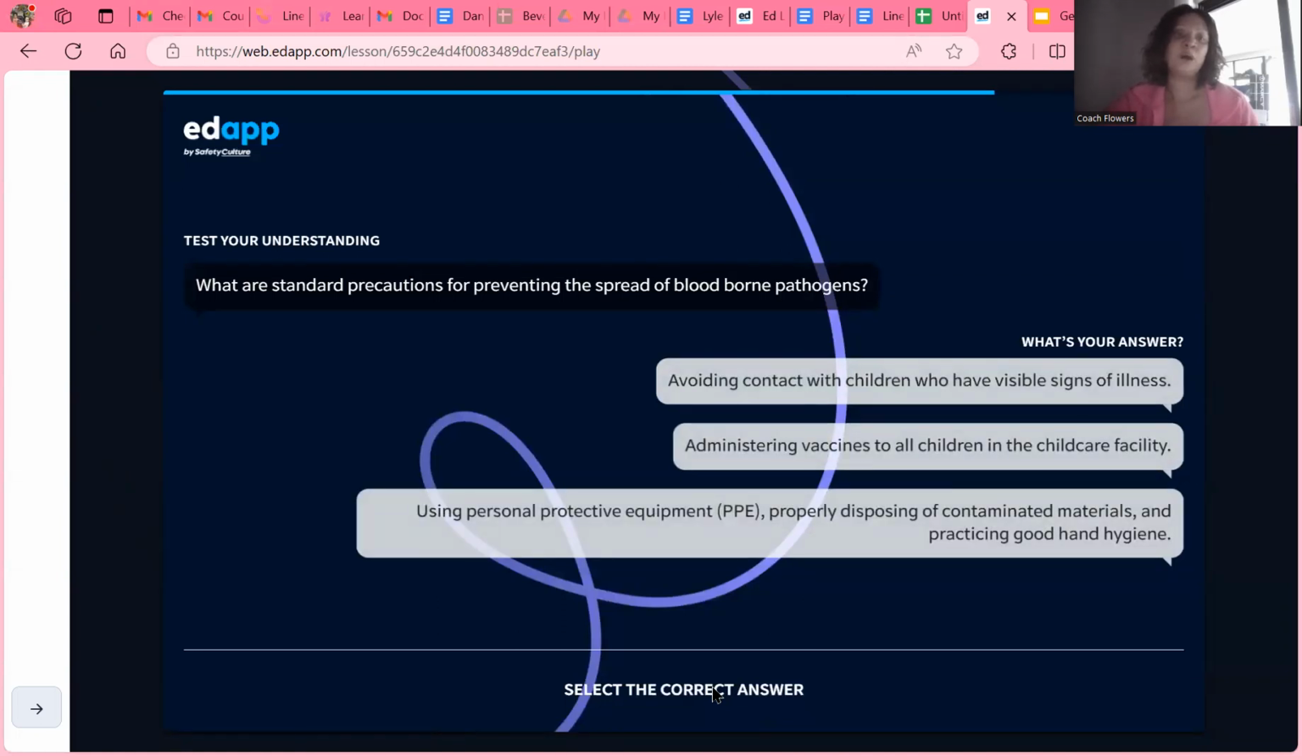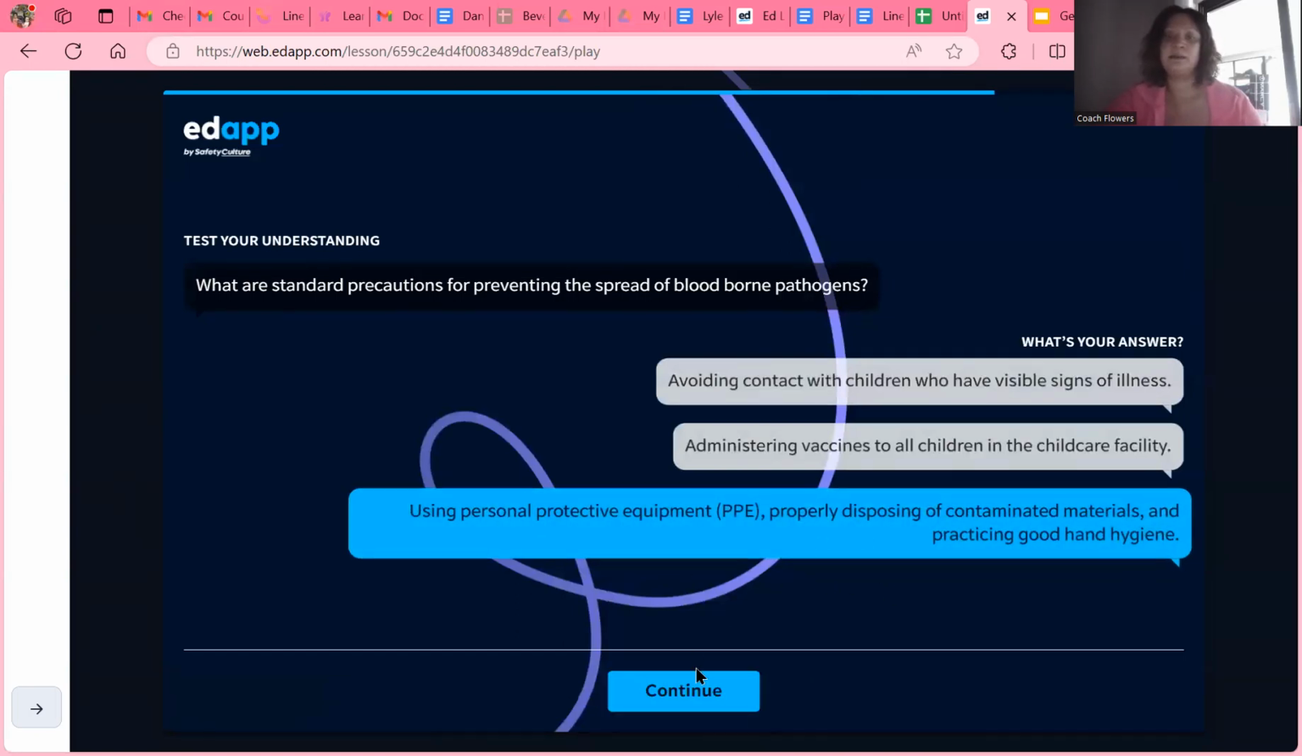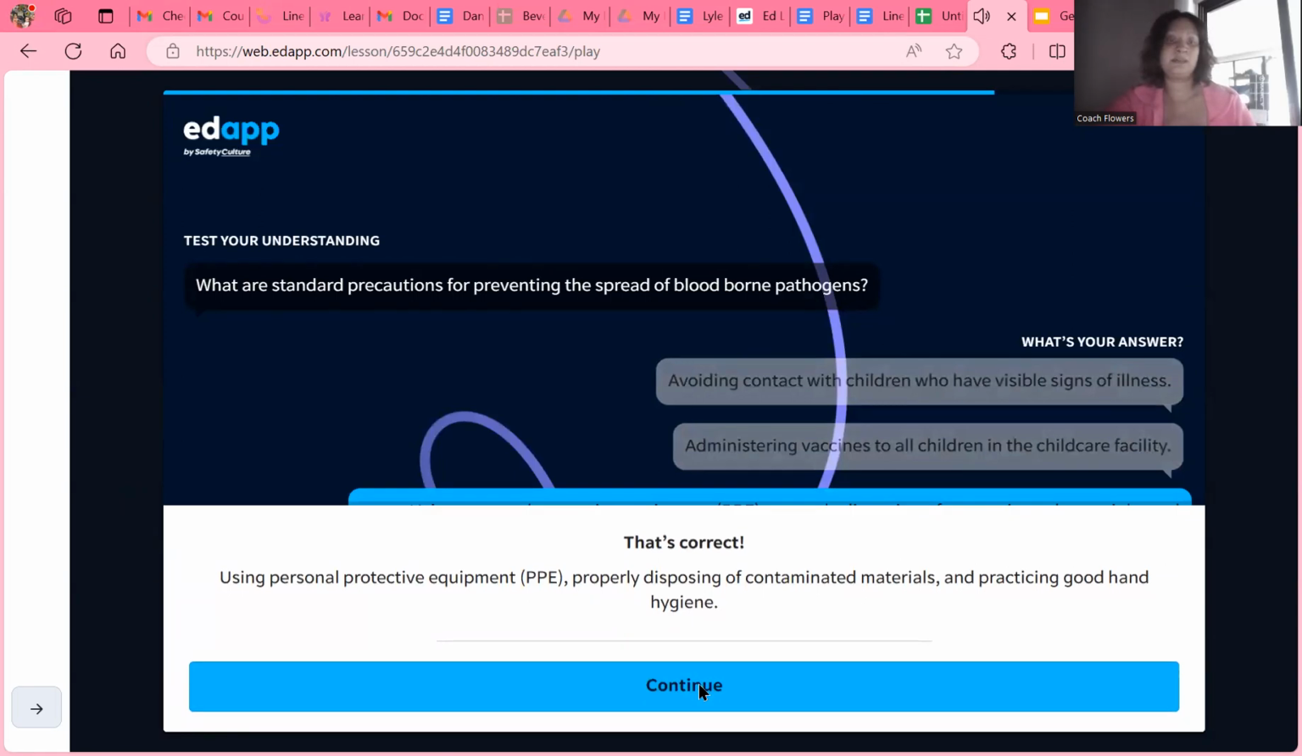All right. What are standard precautions for preventing the spread of bloodborne pathogens? A, avoiding contact with children who have visible signs of illness. B, administering vaccines to all children in the child care facility. Or C, using personal protective equipment, PPE, properly disposing of contaminated materials, and practicing good hand hygiene. If you said C, using PPE, properly disposing of contaminated materials, and practicing good hygiene, that is correct.